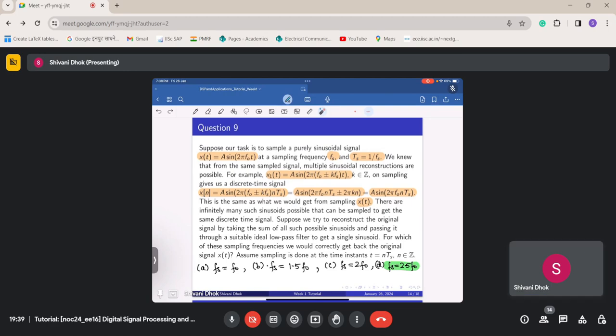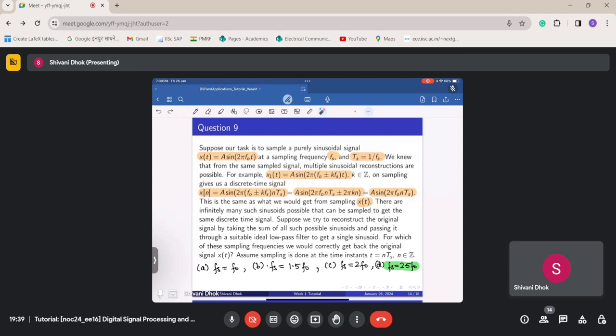Madam, a small doubt here. Is x1(t) the reconstructed version from x(t)? Suppose x(t) is sampled, and after sampling we reconstruct, then is x1(t) possible? See, x1(t), we sampled x1(t). No, madam, what I'm asking is, x(t) is there, and from x(t), x1(t) is reconstructed, or what?